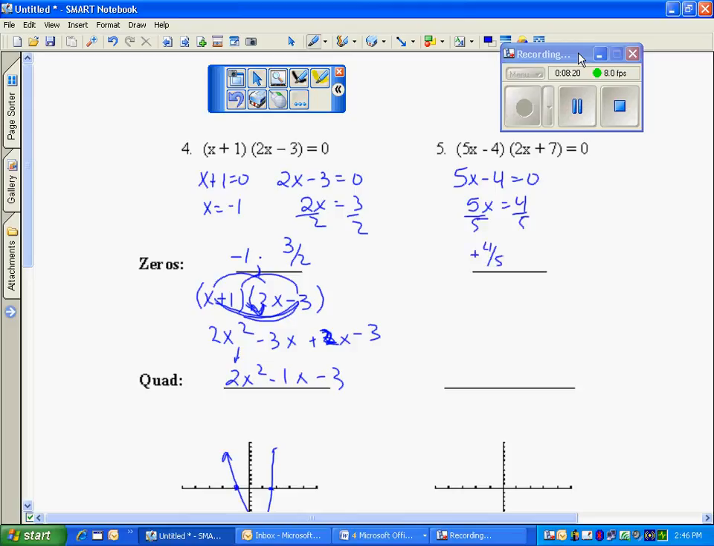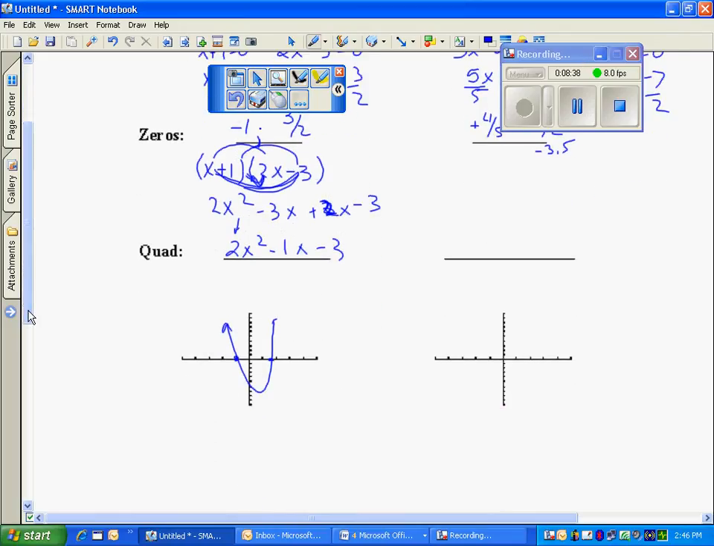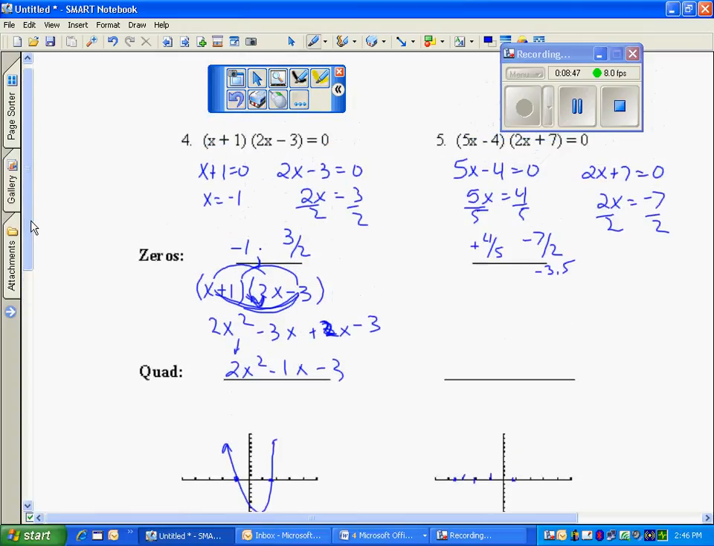Taking 2x plus 7, setting it equal to 0, moving the 7 and dividing by 2 is negative 7/2, which is negative 3.5. So I can locate those on my axes here. Negative 3.5 and about 1. Now let's see what would happen when I take these and using my distributive property or my little method called FOIL. 5 times 2 is 10. x times x is x squared plus 35x minus 8x minus 28.